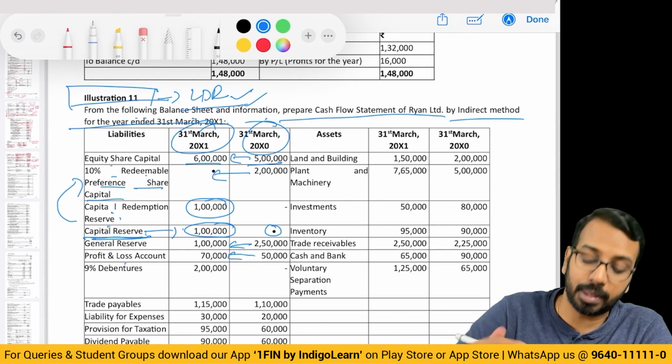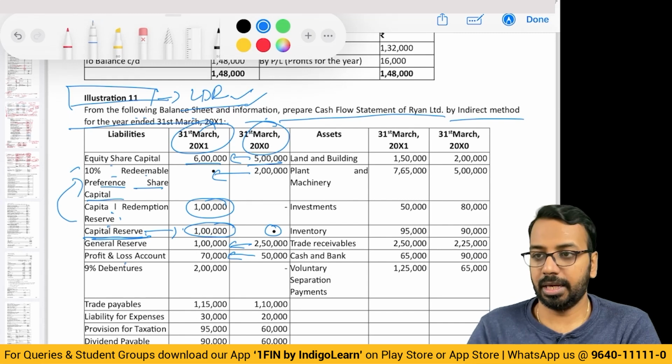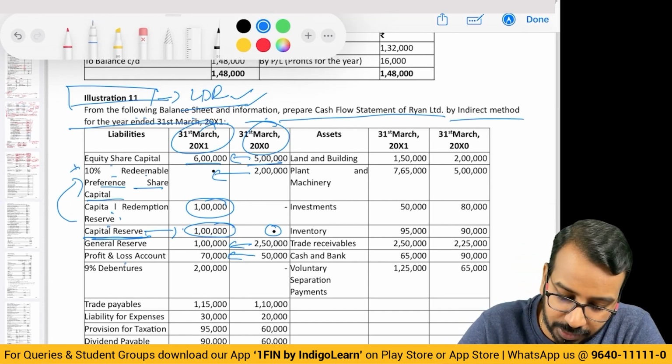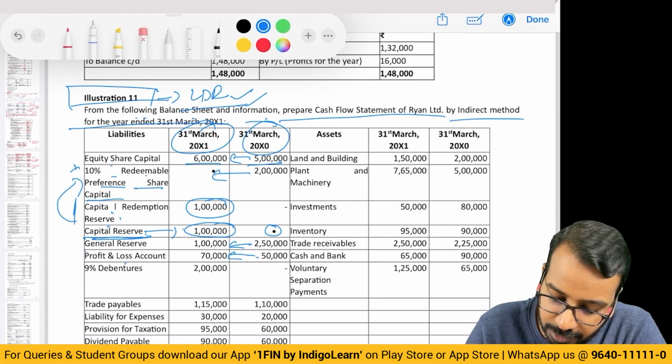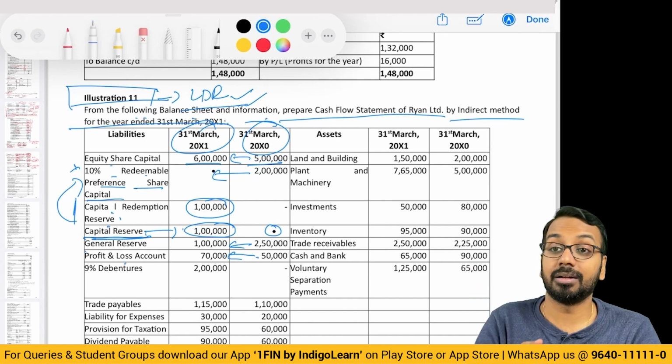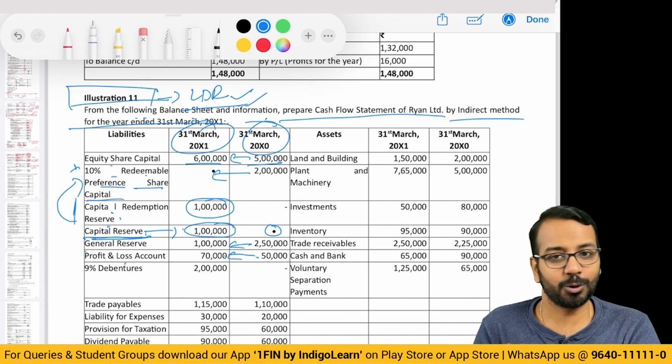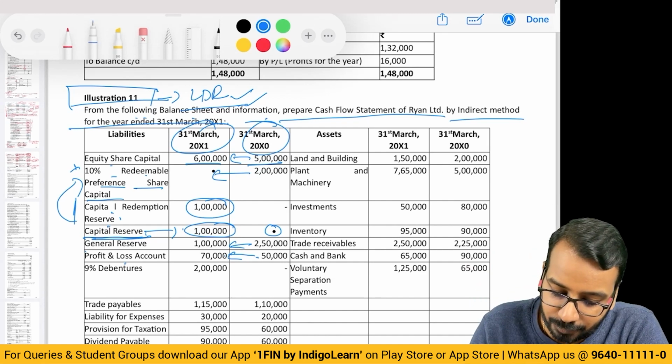Now if no other accounts had been given here, directly you could have said 50 to 70, that is the profit. But again, is there any dividend component? That also we need to check. Okay. Then you have 9% debentures. It was 0 here, 2 lakhs here.